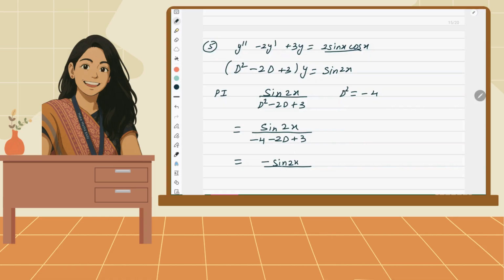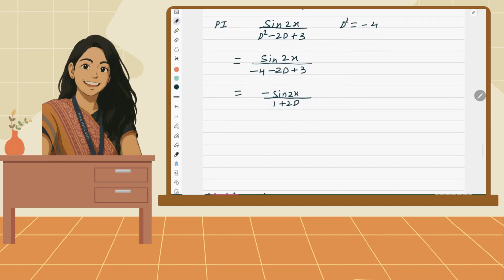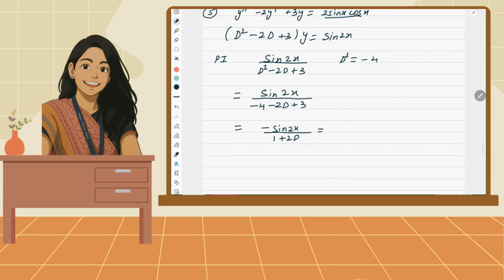So minus again I am putting here. So 1 plus 2D. Next step, I will rationalize it. So let me write here only. Minus 1 minus 2D upon 1 minus 2D, 1 plus 2D and sin 2x. So open the bracket. Minus sin 2x plus 2D sin 2x upon 1 minus 4D square.